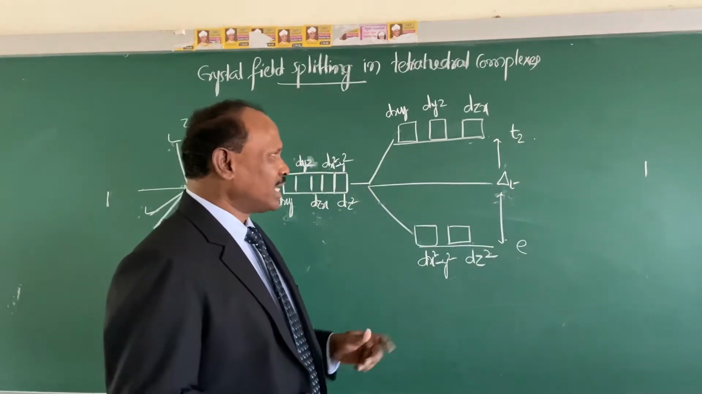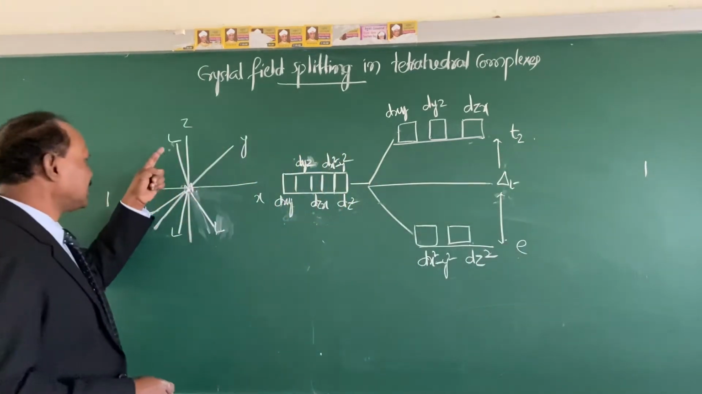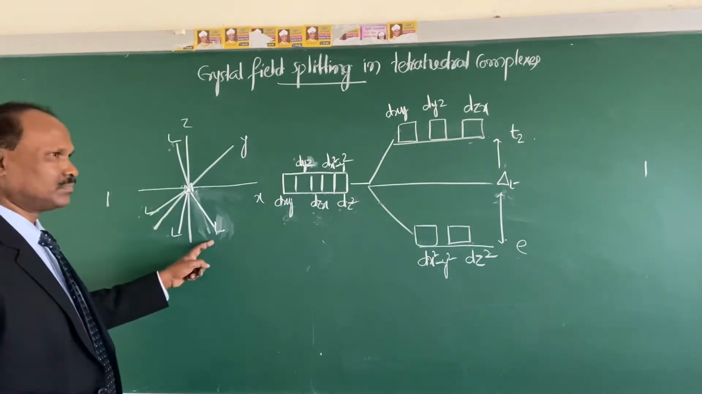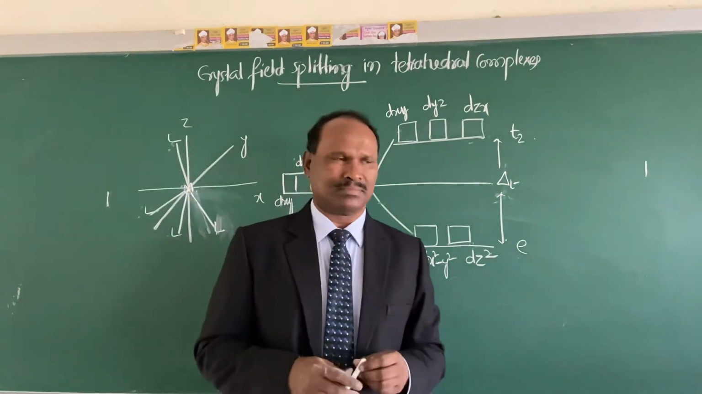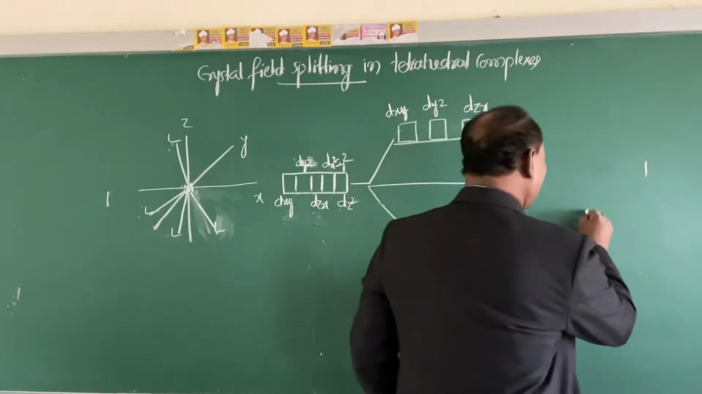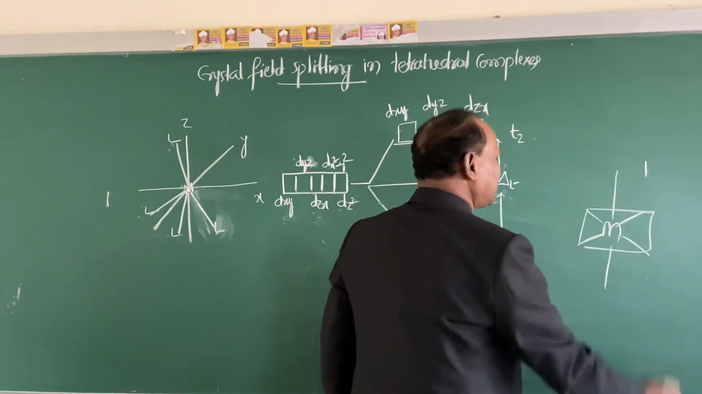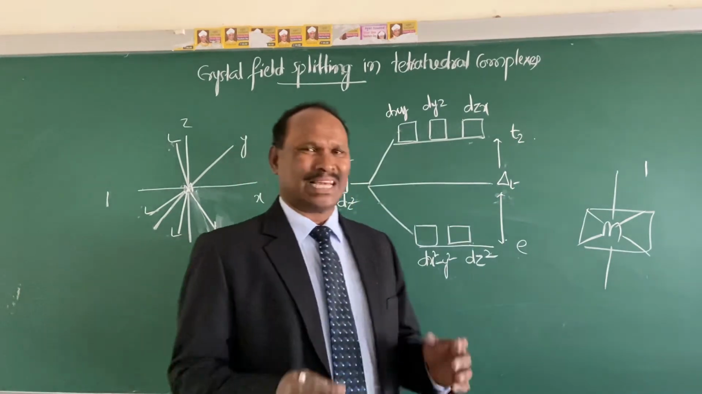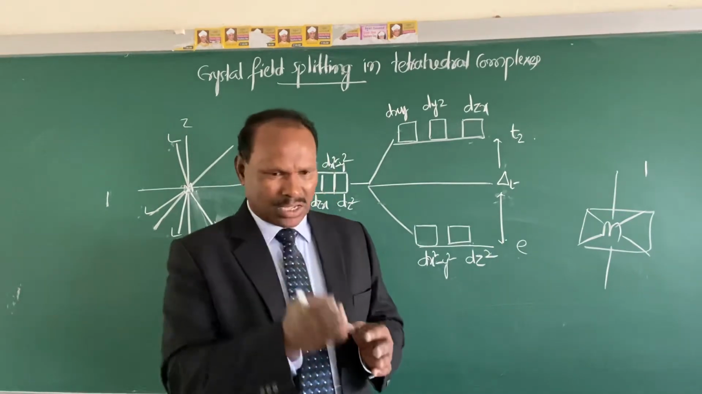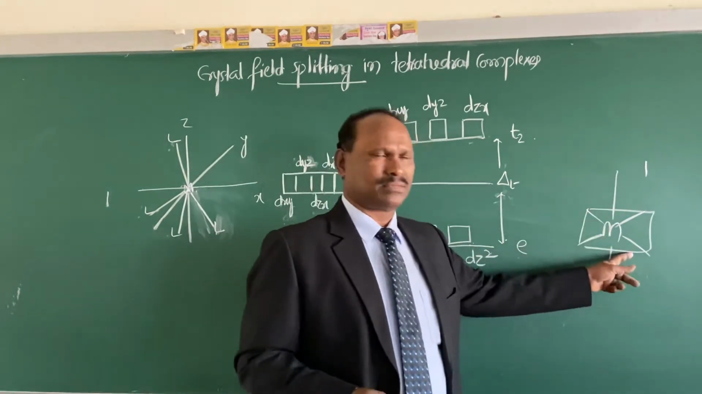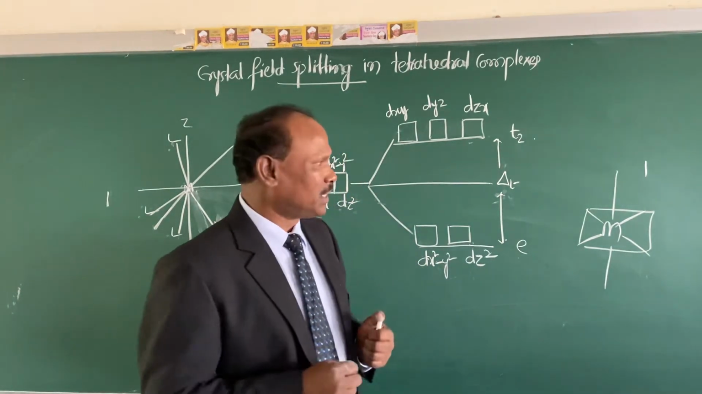Right. Why have I not written g here? Because if you take this tetrahedral complex, it has no plane of symmetry. If I write the octahedral complex, it has the plane of symmetry. What does it mean? A plane of symmetry is a plane such that if we cut the molecule along that plane, both the halves look the same. In other words, both the halves are the mirror images of each other.